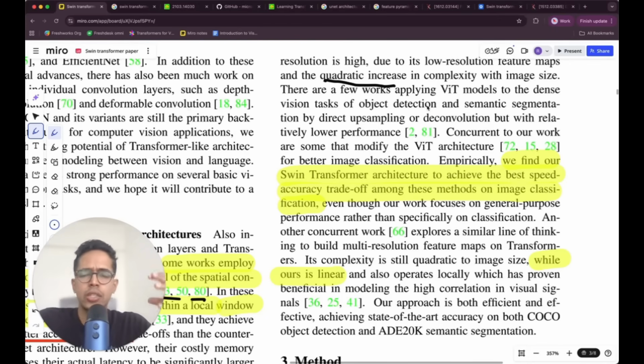Classification is not a dense task, you can do it with pixelated images, but object detection and semantic segmentation are dense tasks. You need more pixel information to actually segment or to actually detect objects.